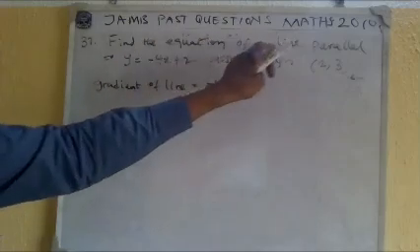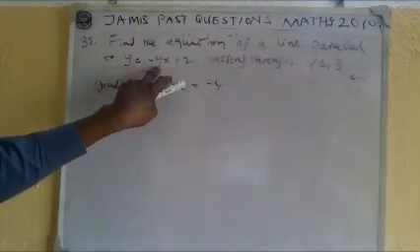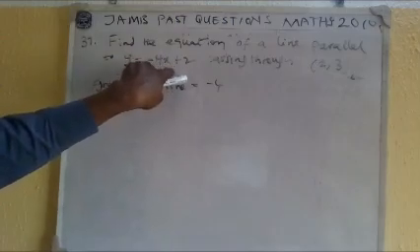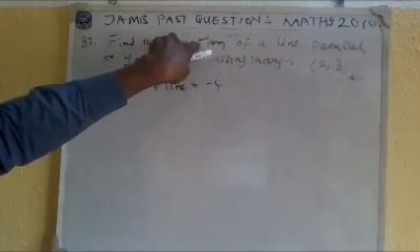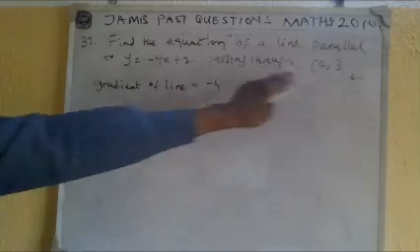We're looking for the equation of a line parallel to this one. So if this one's gradient is minus 4, this one is also parallel, so it has the same gradient as the equation we are looking for. You understand? Now, it is passing through this point.